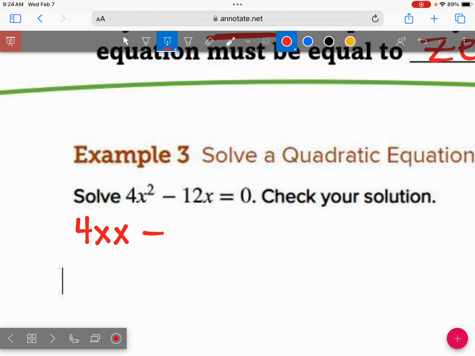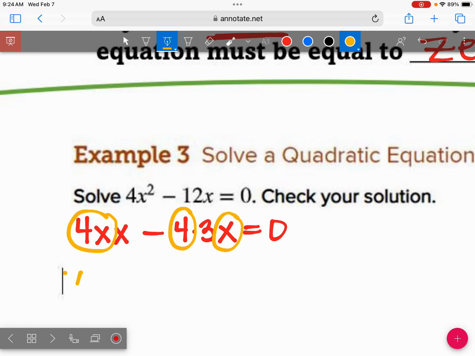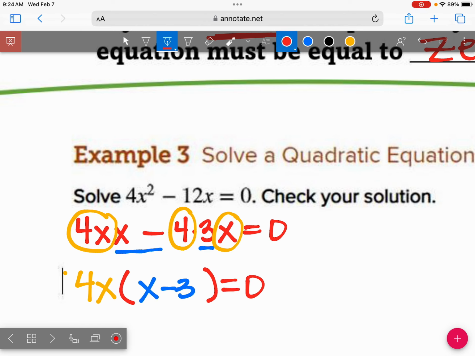4 times what gives me 12? So 4 times 3 is 12. So all I did was rewrite that equation, but I broke it down so we could take out our GCF. What is my GCF? 4 and what else? X. So we can take out a 4x. That comes on the outside, and on the inside is what is left over, which is x minus 3. These are my factors.